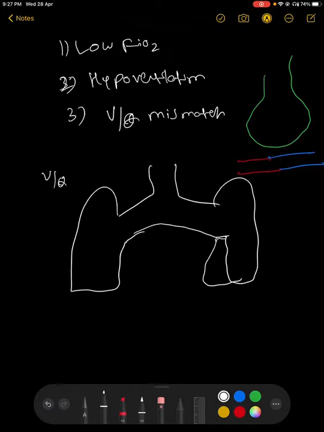So VQ is always higher than 1 in the upper parts because ventilation is better than perfusion, whereas in lower lung zones it's vice versa, so it will be less than 1. On average, when you take all the zones of the lung, the average VQ in a normal healthy person is 0.85. So what is this VQ mismatch? The patient is having adequate perfusion but is not getting adequate ventilation, or the patient is having adequate ventilation but is not getting adequate perfusion, because both are important.